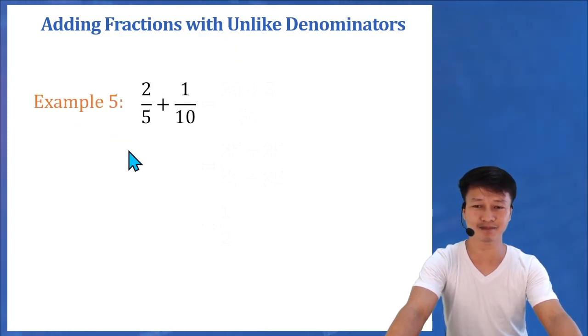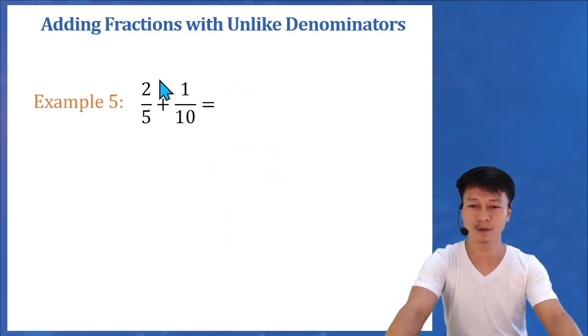Okay, let's take example number 5. We have 2 over 5 plus 1 over 10. As we notice, 5 and 10 are not the same number, so we can consider 2 over 5 and 1 over 10 as dissimilar fractions. And since they are dissimilar fractions, we cannot add them directly like what we did in adding similar fractions. So what are we going to do? Again, apply the butterfly method.